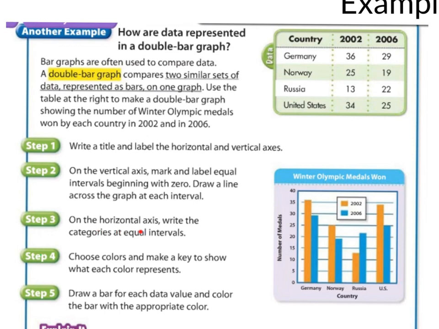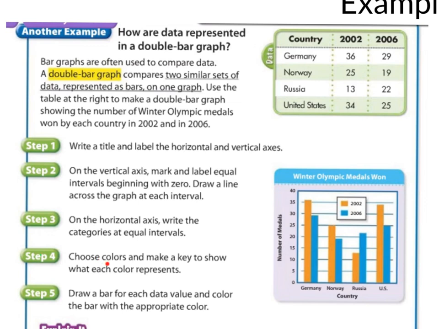Next, on the horizontal axis, write the categories at equal intervals. What that means is that Germany's here, and then you're going to go this far away and write Norway, and the same distance away to write Russia, and the same distance away to write US.